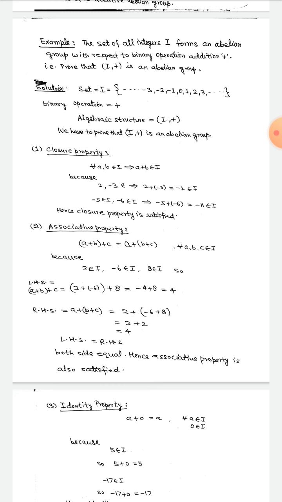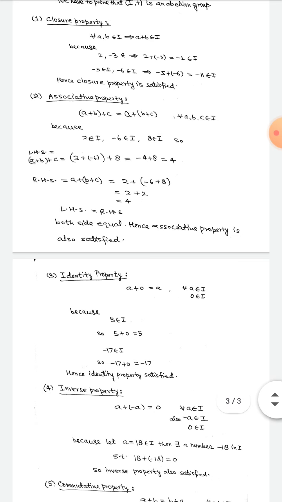Now in my PDF we see the closure property. First we define the closure property as: for all A, B belong to I, that implies A plus B belongs to I. Now consider any 2 numbers in integers, A and B, these are 2 and minus 3, and we find A plus B, this is 2 plus minus 3 equal to minus 1, then the number minus 1 also belongs to I. So closure property is satisfied.